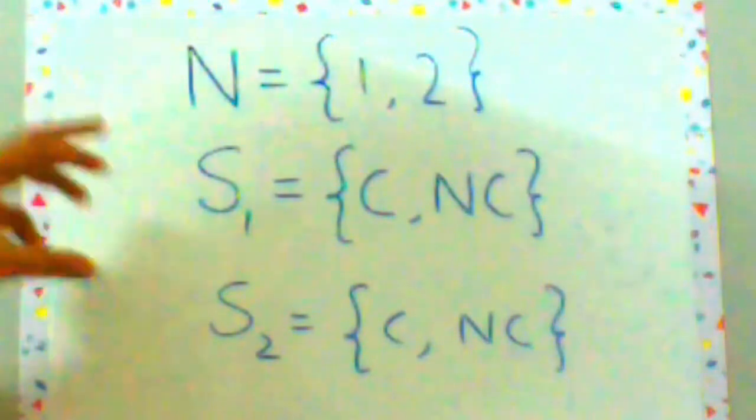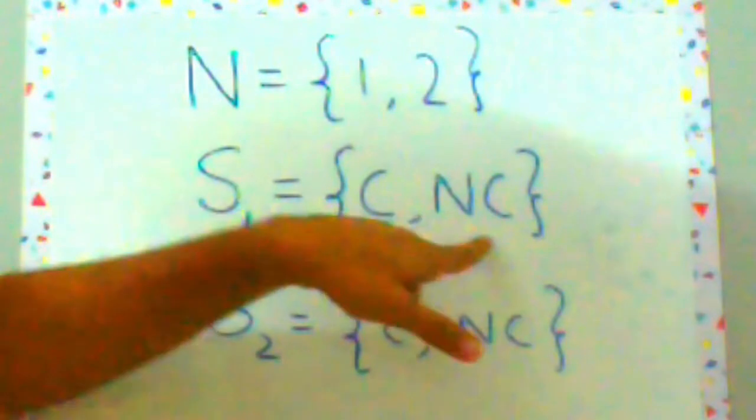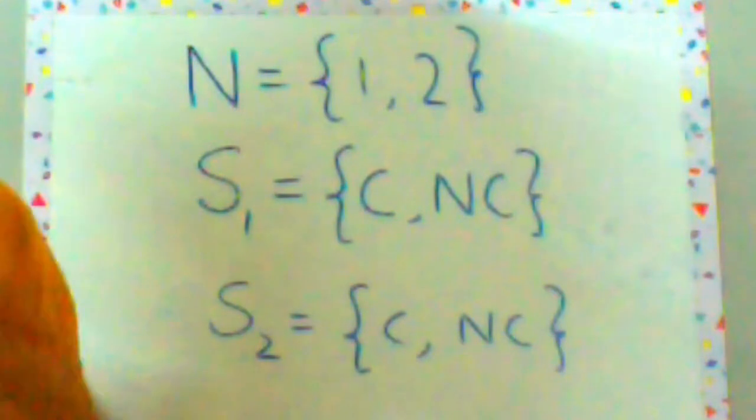Now once we have this basic structure, we can associate all strategy profiles with a utility. So what are the strategy profiles here? Confess, do not confess; confess, confess; not confess, confess; do not confess, do not confess. So 2 cross 2, we have 4 strategy profiles here. So let's assign utilities to these strategy profiles.